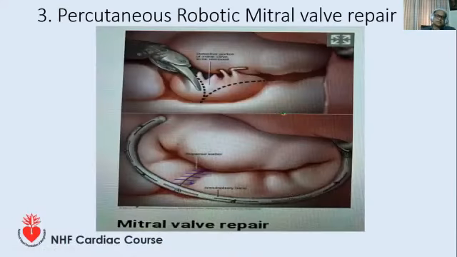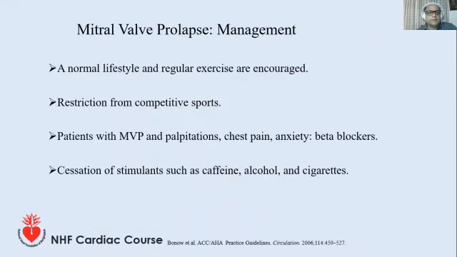Another option is robotic mitral valve repair. It is still being done alongside percutaneous procedures. The approach goes from behind the right atrium into the LA, and mitral repair is done in this way.